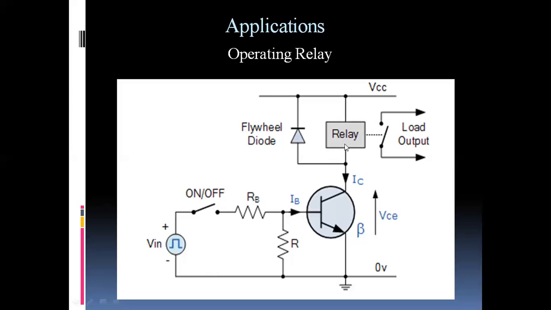As current flows through the coil, it produces a magnetic field, and this magnetic field is used to carry the different types of loads. In this way we can switch the transistor on and off, and depending on that the relay function is present there. The relay makes on or off.